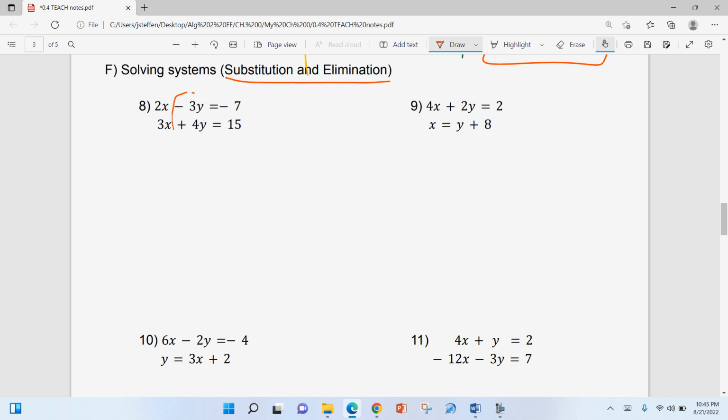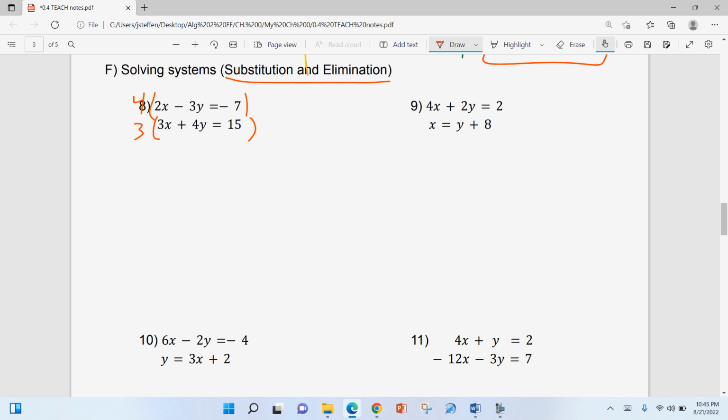I'm going to get rid of my y's. And literally the only reason is because one's positive and one's negative, whereas the x's are both positive. So if you want to cancel your x's, you definitely can. I'm going to go ahead and cancel my y's. So I'm going to multiply the top equation by 4, multiply this bottom equation by 3, and then again, I know some students try to take shortcuts with this.